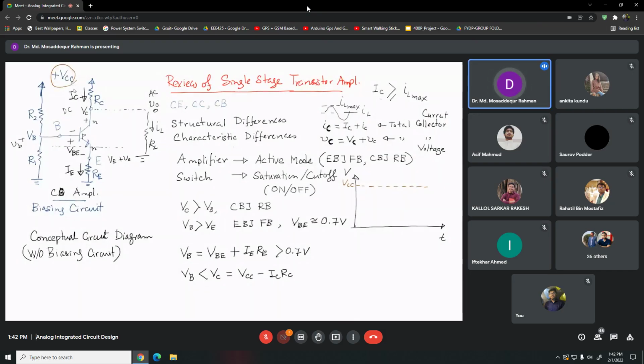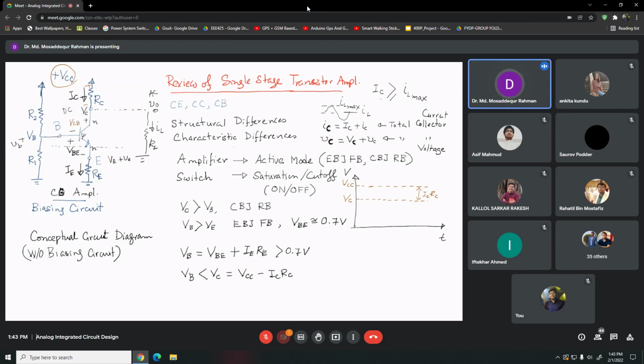Then VC will be lower than VCC by the drop in ICRC, somewhere, let's say here, our DC collector voltage VC. And this difference will be ICRC, the drop that we have here. And less that, we have VC. Then VB will be lower than VC by this voltage VCB.